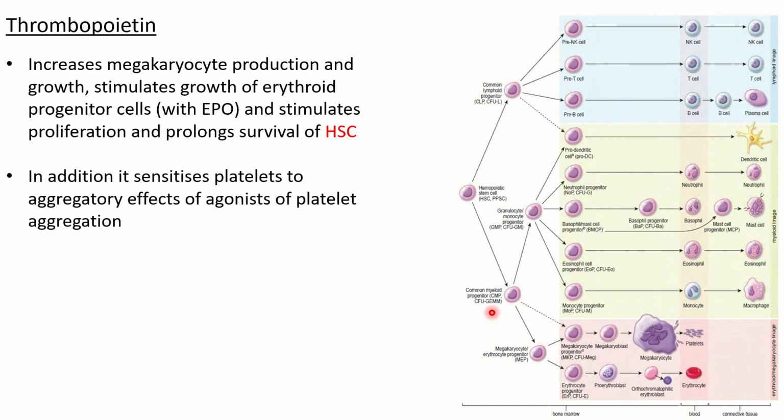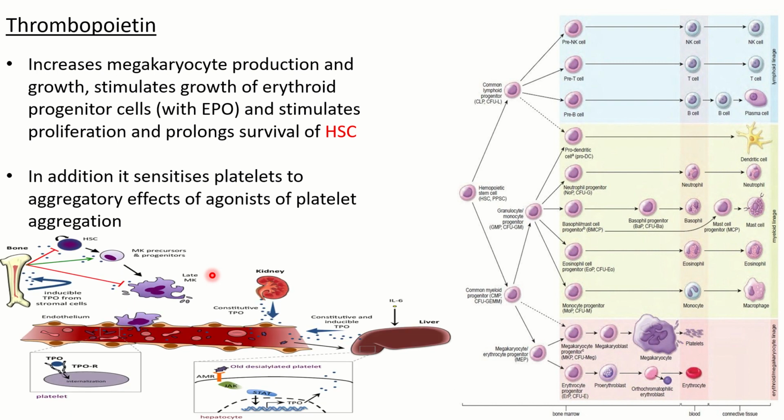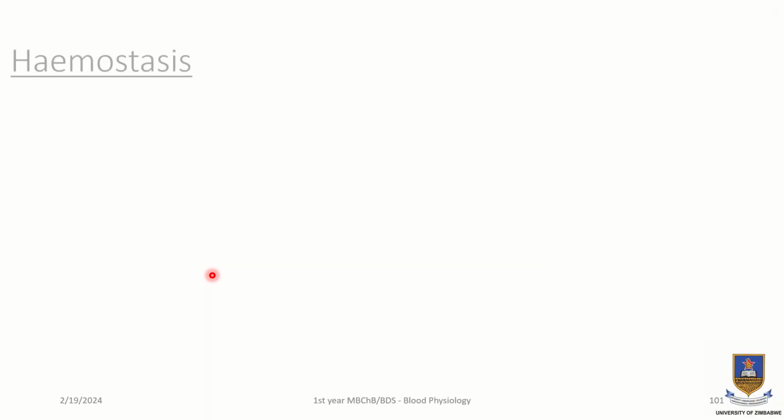In addition, it makes the platelets more sensitive to agonists, which we said are Von Willebrand factor and collagen, right? It makes them more sensitive to them, and it will lead to their aggregation or recruitment to the site of damaged blood vessel, right?